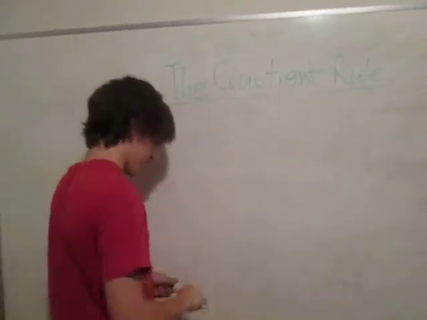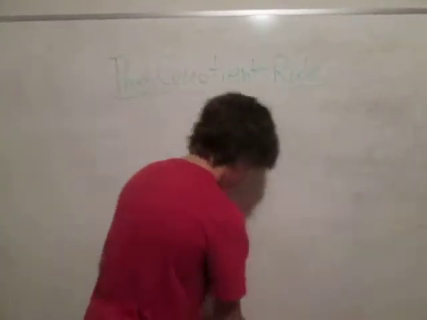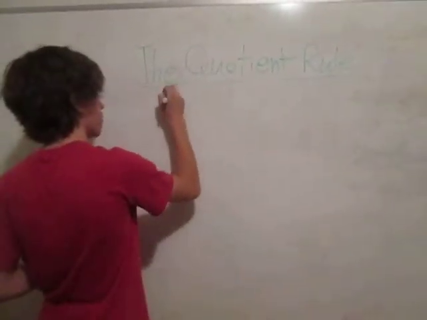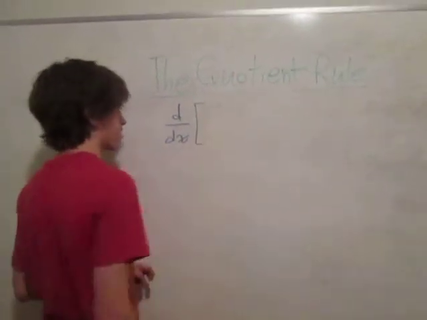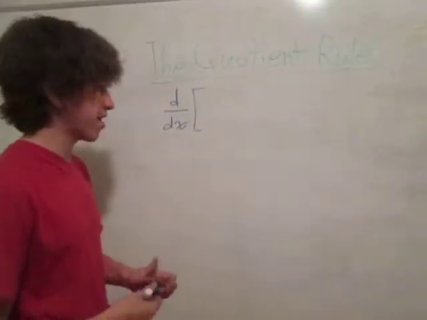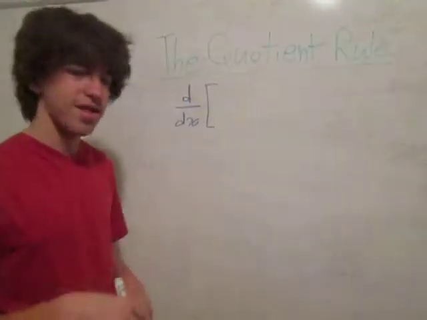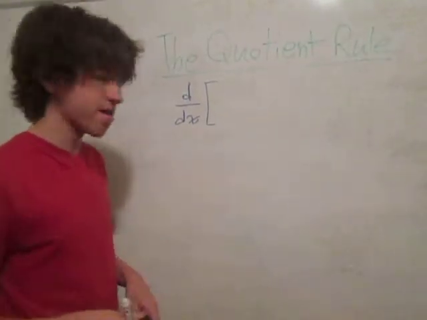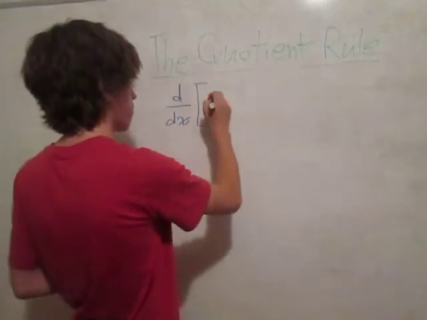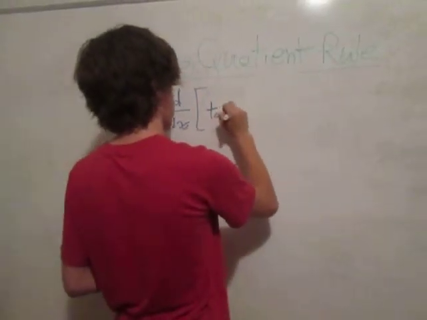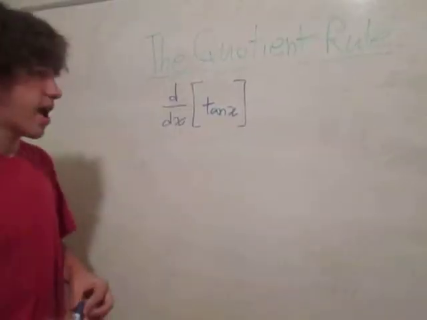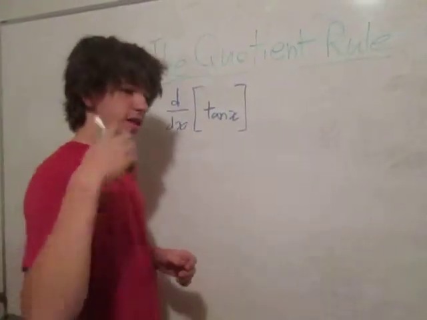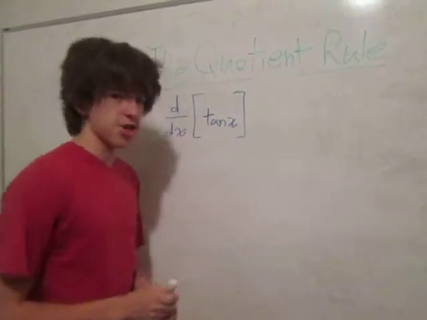Oh dear, I'm going to use a different marker for this. The derivative with respect to x, dy over dx, of the tangent of x. And this may not pop out immediately as a quotient rule problem, but as you'll see, it actually is.